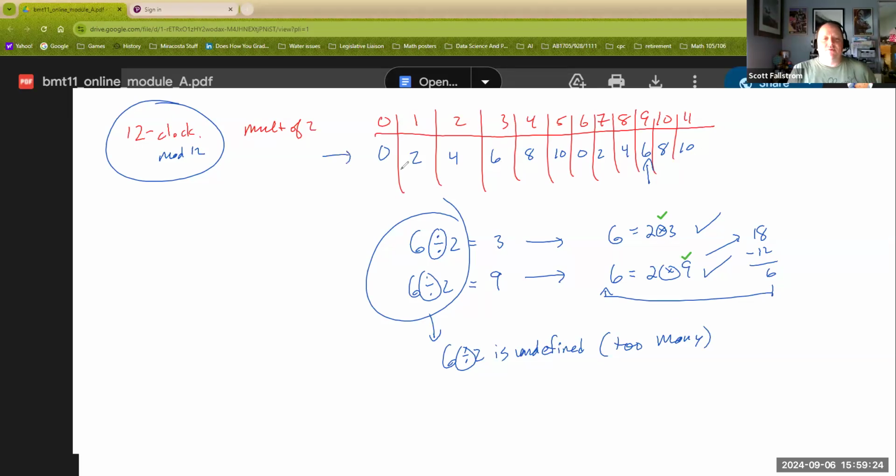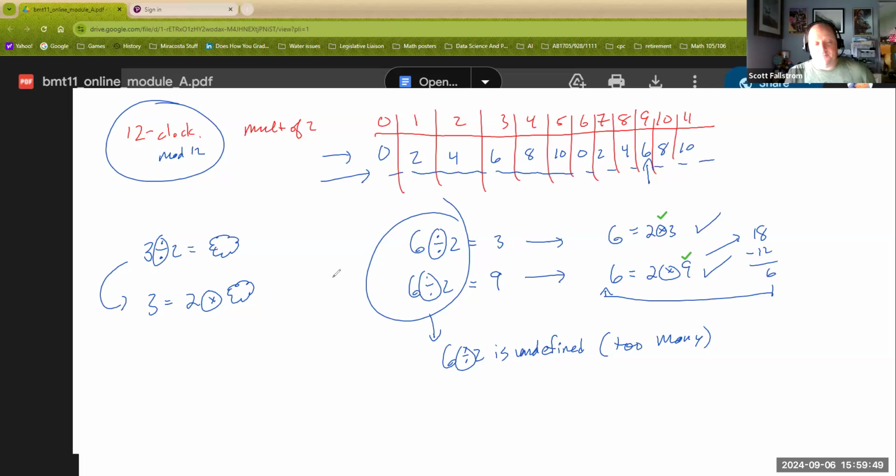Okay. Look in this table. Notice how you see 0, 2, 4, 6, 8, 0, 2, 4, 6, 8, 10. I don't see the number 3. So if I said, well, what is 3 divided by 2 in this table? And you said, I don't know. Let's put a cloud in for now. I need something that I multiply by 2, and I'm supposed to get back to the number 3. But look at all the multiples of 2. You never get 3. So this problem is actually undefined because there are too few. You could also say there is no solution. That would also be just fine.